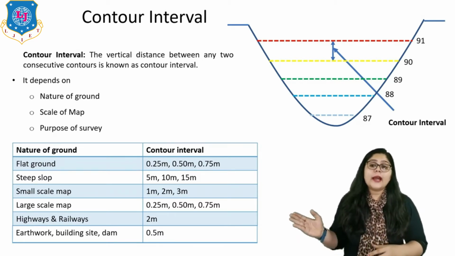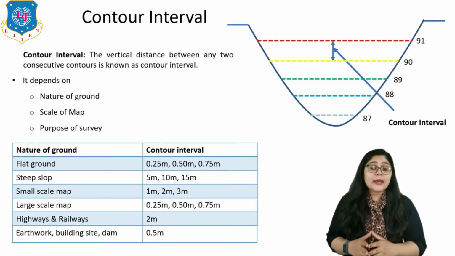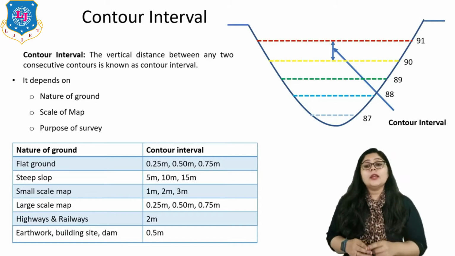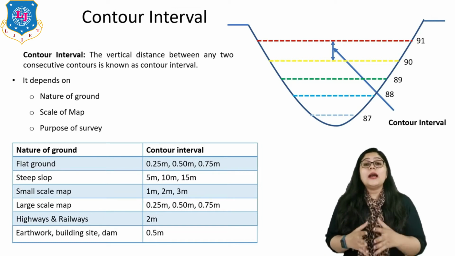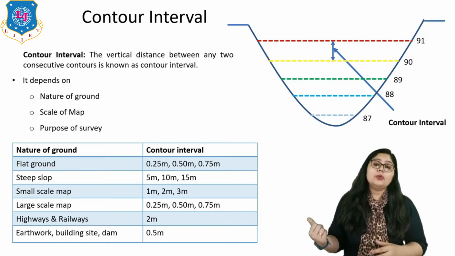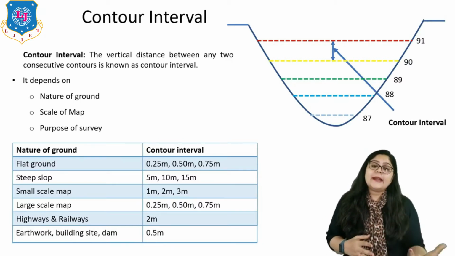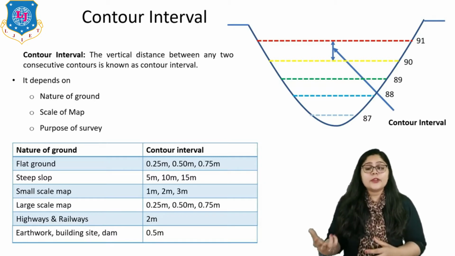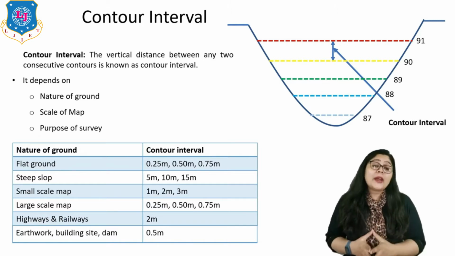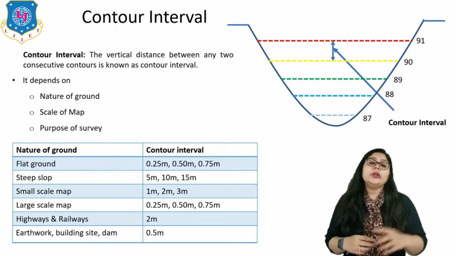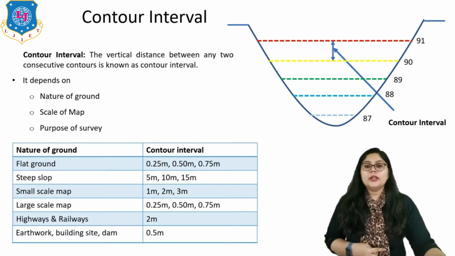If I go for highway and railway construction, at that time the contour interval is 2 meter, where the length is large, right? But if I go for building a site, dam or earthwork, it means very precise work I have to do. At that time, I have to go with the minimum interval, it means 0.5 meter. So according to the site condition, the purpose of survey or the work we want to carry out, or the nature of ground will affect what the interval between two consecutive contour lines should be, right? So that is the concept of contour interval.